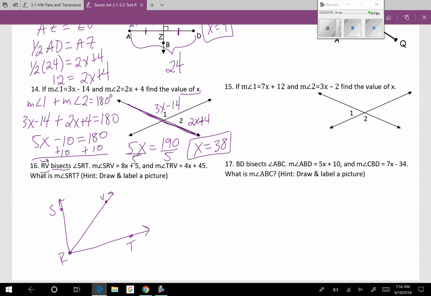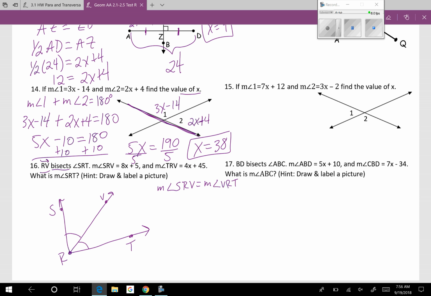Now remember, what does bisecting do? It cuts this big angle on the outside into two equal parts. So we can say that SRV is congruent to VRT. And that's what I'm going to put over here. The measure of angle SRV is equal to the measure of angle VRT.